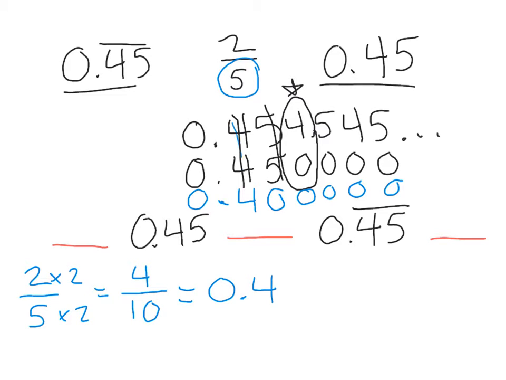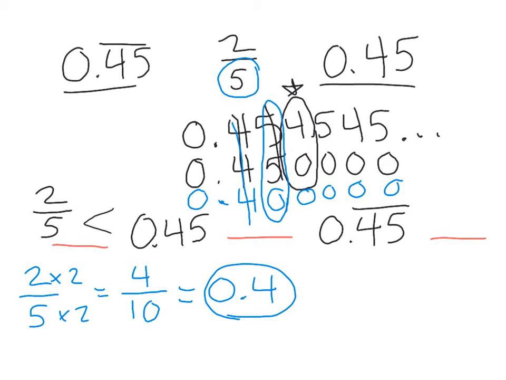And I can look, first number is the same. And already at my second digit, I can see that my 4 tenths is smaller than the other two decimals. Okay, so this is the smallest number of the three. And I always go back to my original number when I put it in the order. So I'm going to put 2 fifths smaller than the other two. So 2 fifths is less than 45 hundredths, which is less than 0.45 repeating.